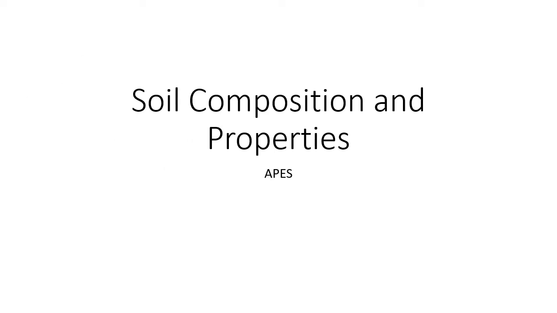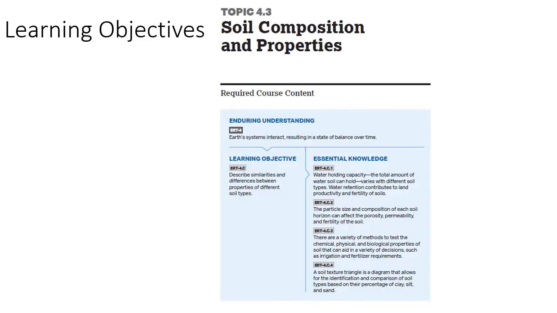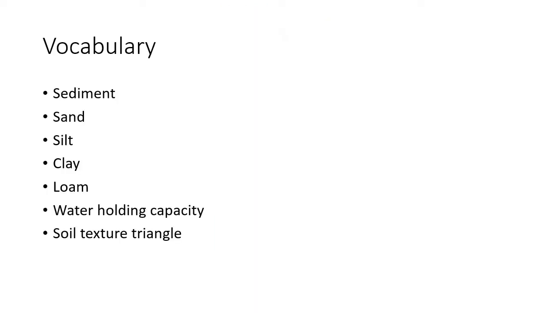Welcome to this lecture on soil composition and properties of soil. For the learning objective, we are in topic 4.3, soil composition and properties. The learning objective is to describe similarities and differences between properties of different soil types. Again, we'll talk about the essential knowledge at the end, as usual. The vocab is here. You can pause this now to jot it down, but there isn't much.